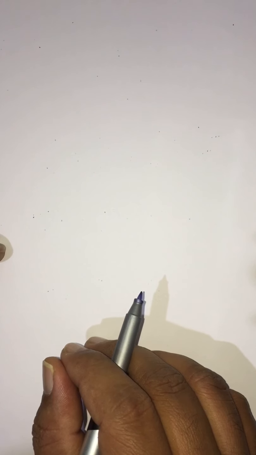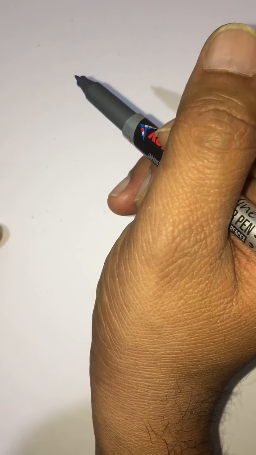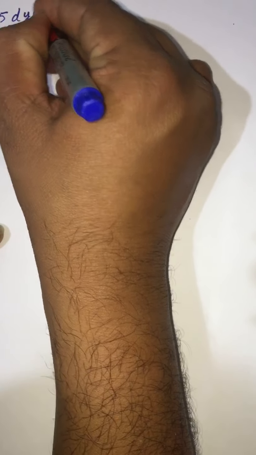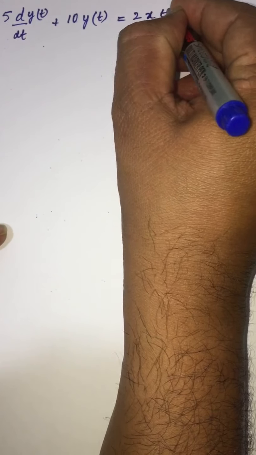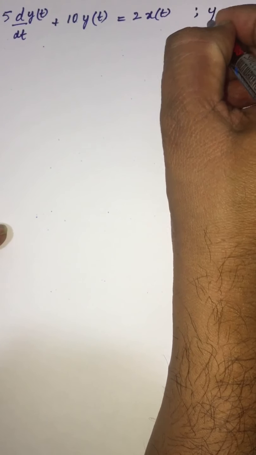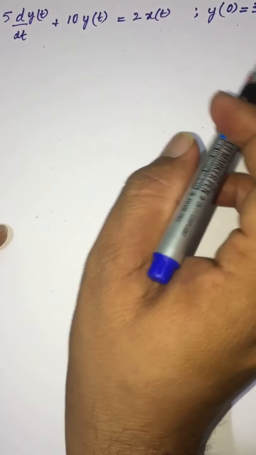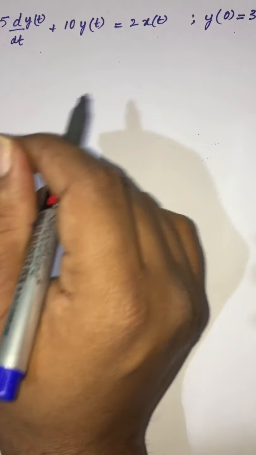Find the natural response for the system described by the differential equation is the question asked. I repeat the question. Find the natural response for the system described by the differential equation 5 d by dt of y of t plus 10 into y of t equals 2 into x of t, given y of 0 is equal to 3. This will be the type of differential equation question that will be given in the examination. This is just an example of it.